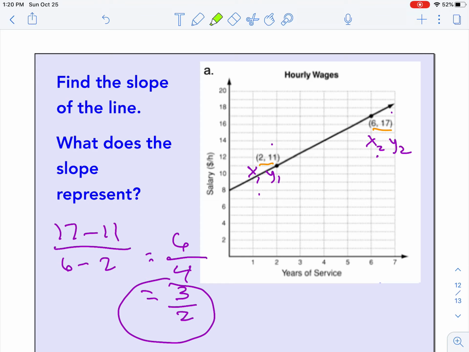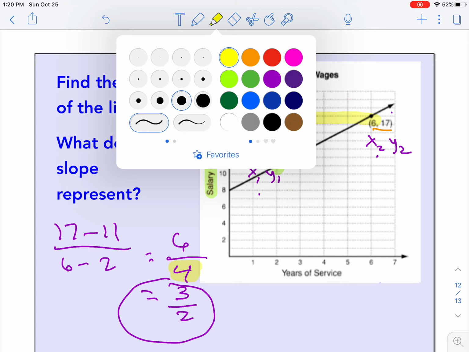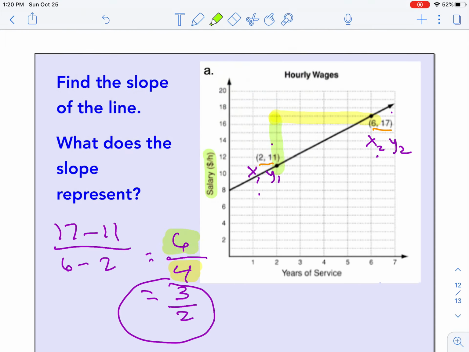But what does it really mean? Well, what it means is you are rising, and that is your salary. So you are rising a value of $6 per hour for every 4 years. Your run is the number of years going from here to here. So what it means is that in 4 years' time, your salary has risen $6 per hour.